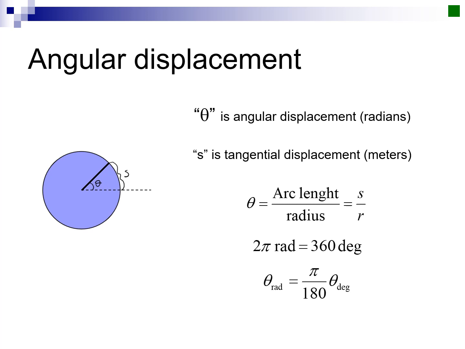When an object rotates, its radius will sweep a certain angle. This is called the angular displacement. We can also calculate the length of this segment, which is the tangential displacement. The angular displacement is measured in radians, tangential displacement is measured in meters. There is an easy way to convert between the angular and the tangential displacement. And if necessary, we can convert radians into degrees as well.